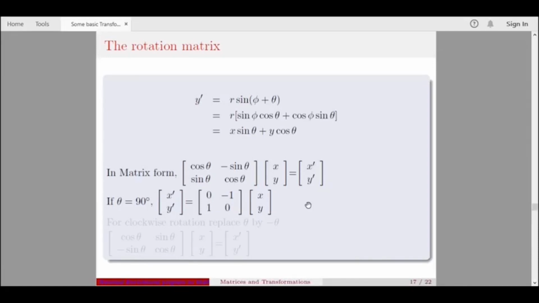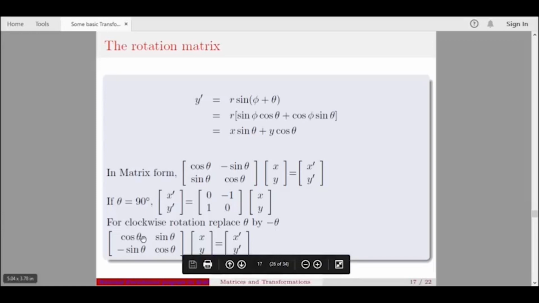And here the rotation is anti-clockwise. If the point is rotated clockwise, then you have to simply replace theta by minus theta. So the corresponding matrix will become, here we have cos of minus theta, which is cos theta, sine of minus theta, so we have minus sine theta. So this becomes positive. Here you have minus sine theta, cos theta, times xy is equal to x dash y dash. So this is the corresponding matrix if the rotation is clockwise.